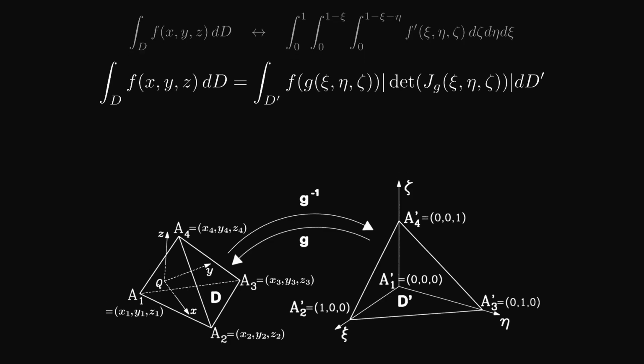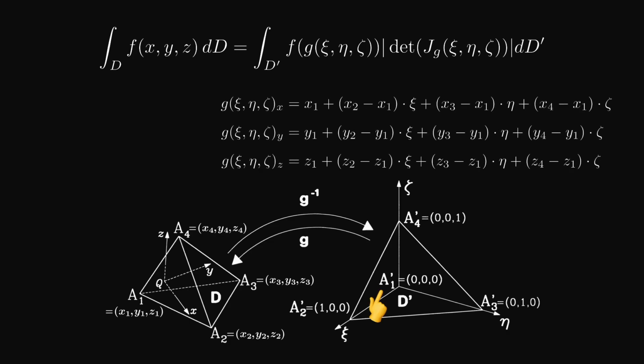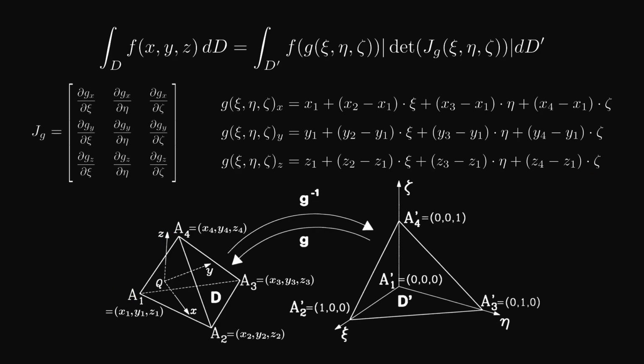In our case, it simplifies quite a bit. The function g looks like this. Since a1' is 0 and mapped to a1, g adds the value of a1 to the resulting point. Starting there, each coordinate component xi, eta, and zeta just moves the resulting point along its corresponding edges in D. So xi moves along the a1, a2 edge, eta moves along the a2, a3 edge, and zeta moves along the a1, a4 edge.